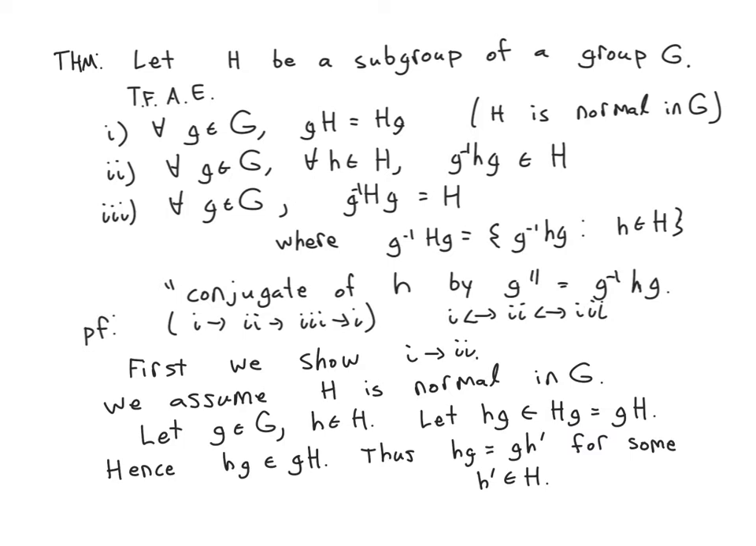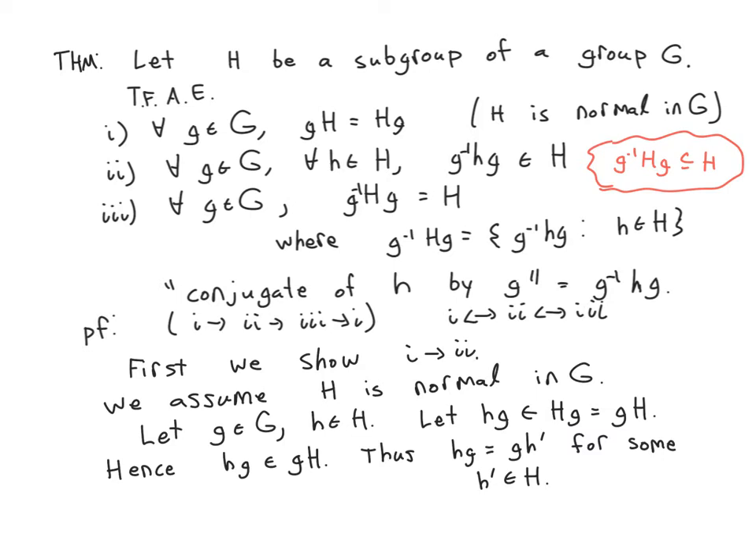The second condition is my definition for normal: for every group element g in the larger group G, and every group element h in this subgroup, conjugation of little h by little g gives you an element that's also in H. Note that if you're following along in the textbook, they would state this as saying g inverse H g is a subset of H. But if you translate this set theory notation into universal quantifiers, this is the equivalent statement.